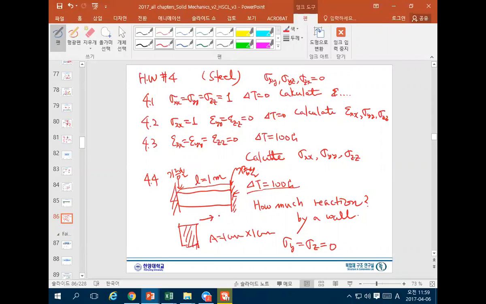Okay, this is the X direction. And Y and Z, no restriction. Only the X direction. So freely expand in Y and Z, only constrained in the X direction, and how much reaction force, of course.